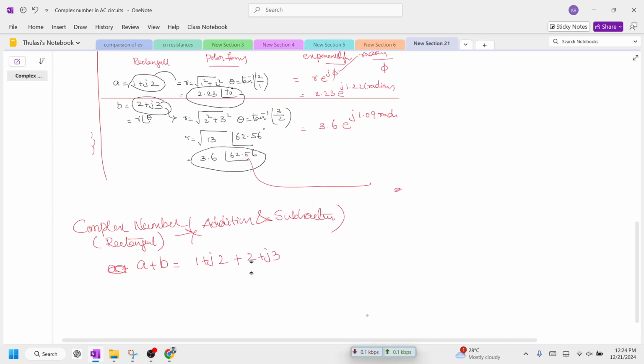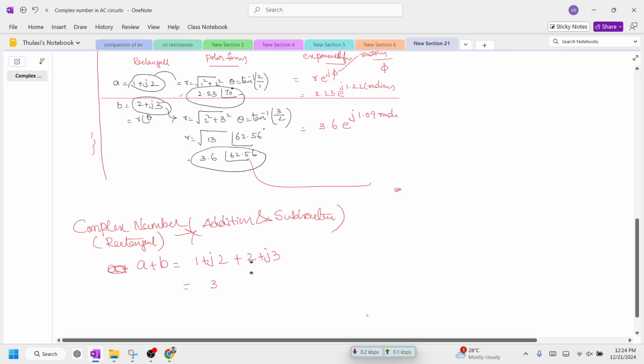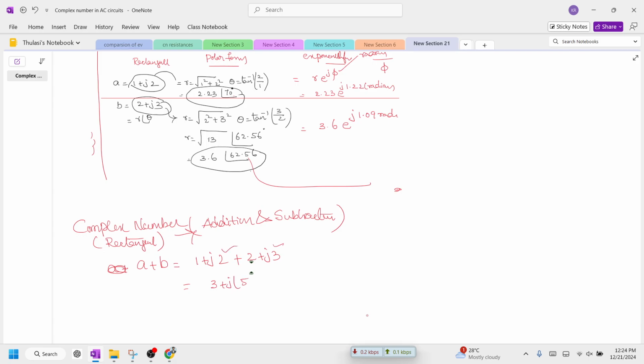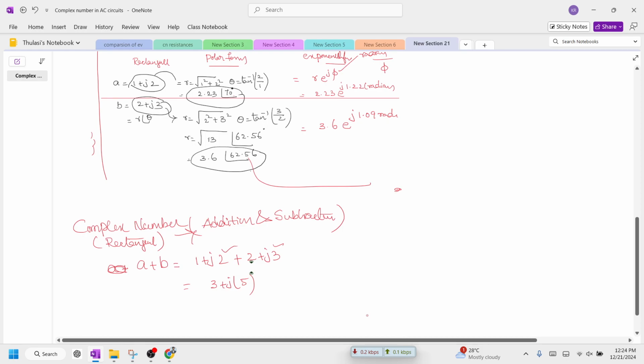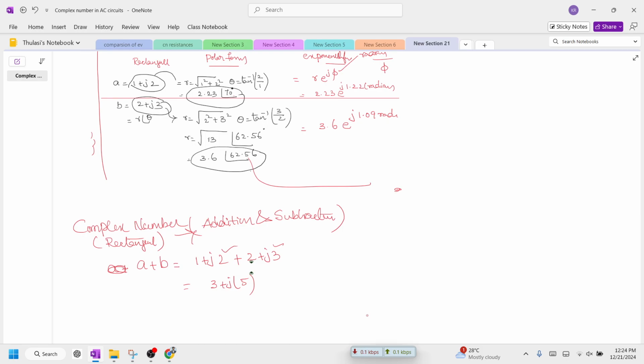So now this you can write down as 1 plus 2 is 3, plus j into 2 plus 3 is 5. This is nothing but 3 plus j5. So you can perform the addition directly.